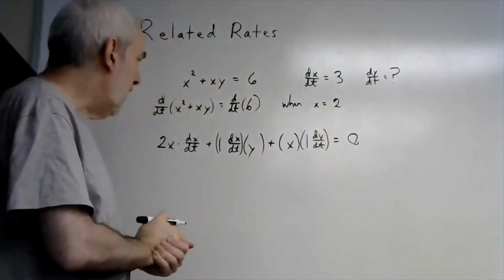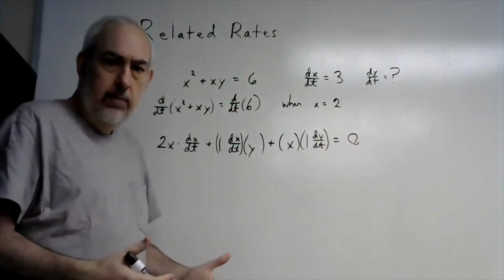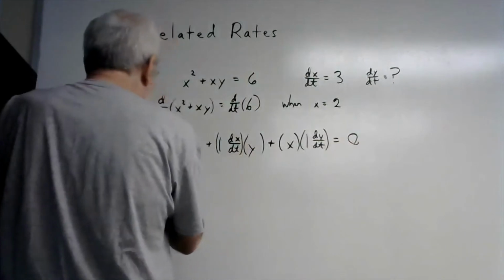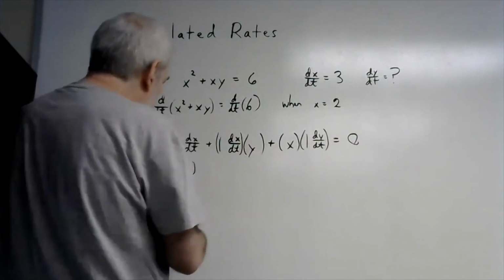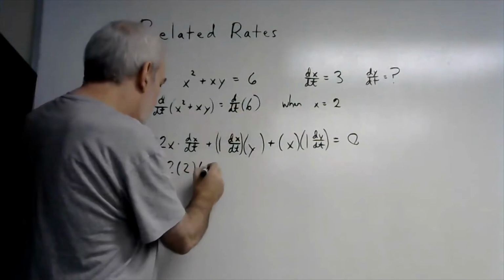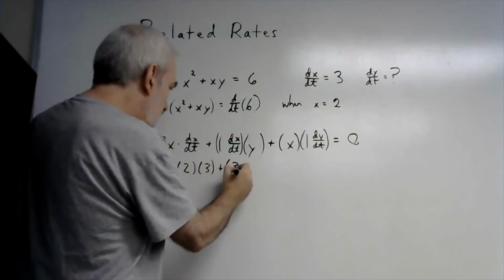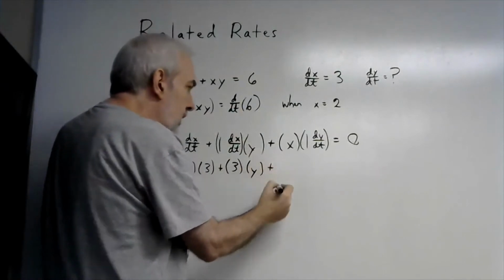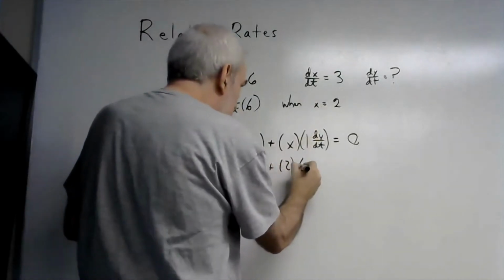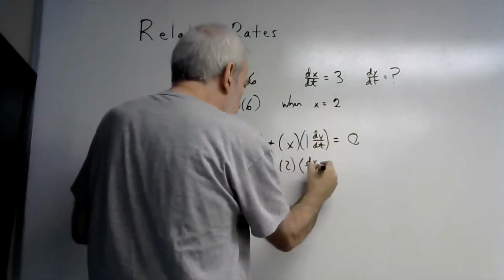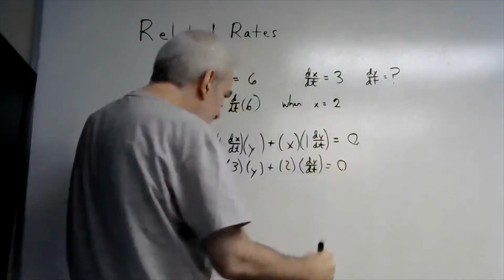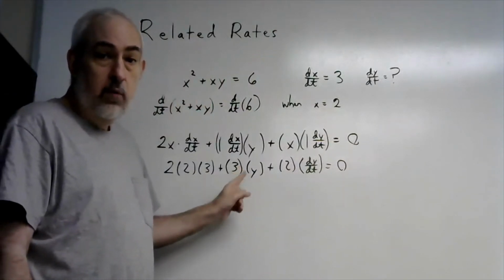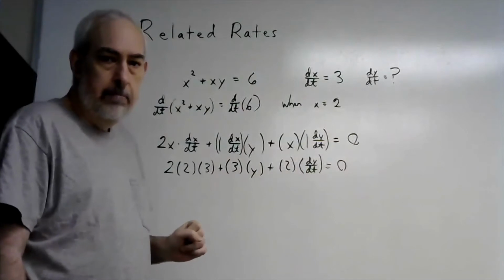Great. Okay. Now at this point, we can try plugging in what we know and see if we can solve the problem yet. So we know that x is 2, dx/dt is 3, and dy/dt is what we're trying to solve for. So we're missing one piece of information. We need to know y. Once we know the value of y, we can then solve for dy/dt.